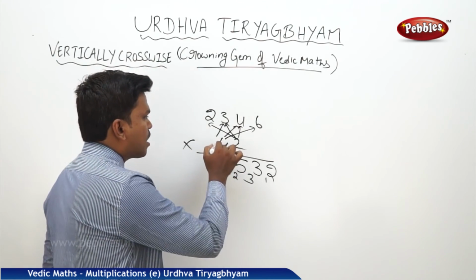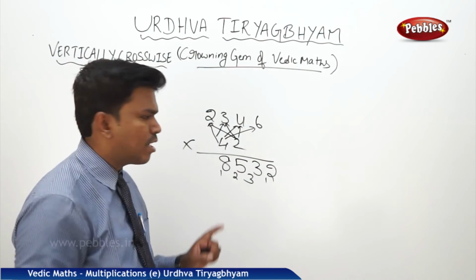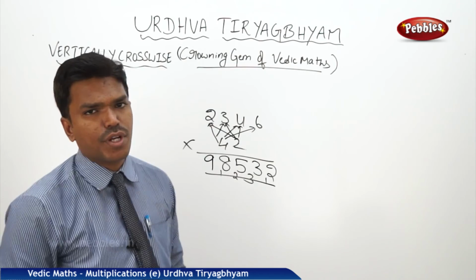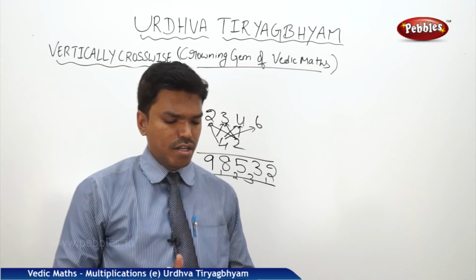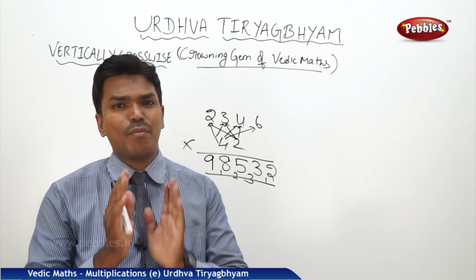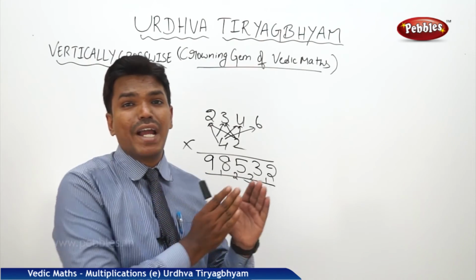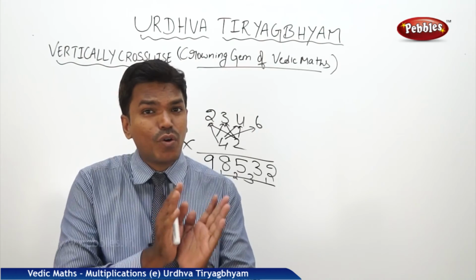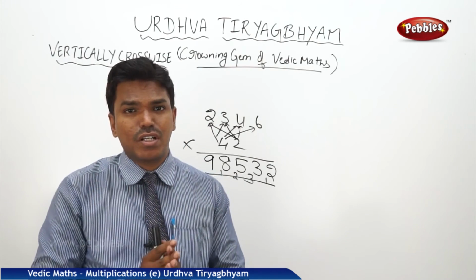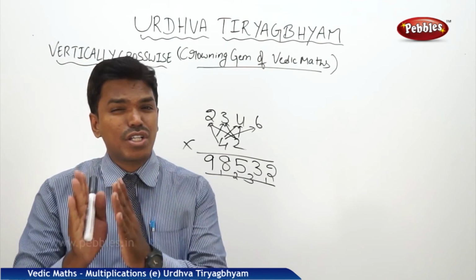Finally, what is the last step? 4 2s are 8. 8 plus 1, 9. So your answer is 98532. See, this time I am not bothering about the number of steps here. What I am bothering about is whether my calculation steps are going in an order or not. Are they following the pattern or not? Are they following the logic or not?